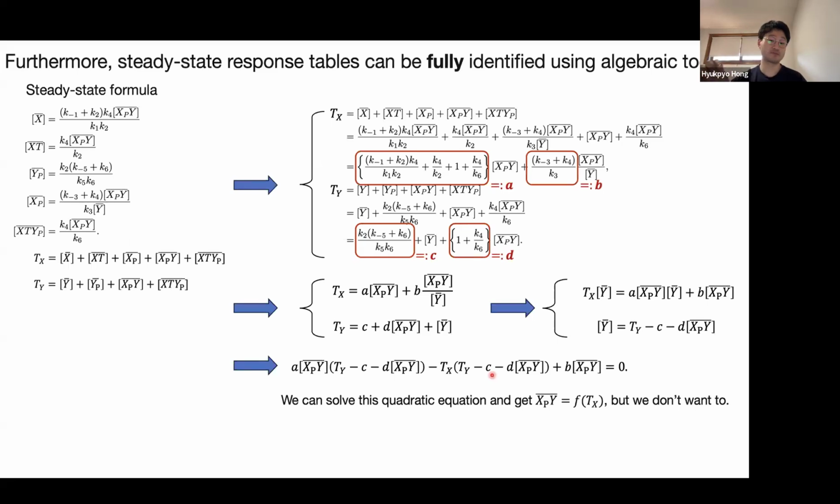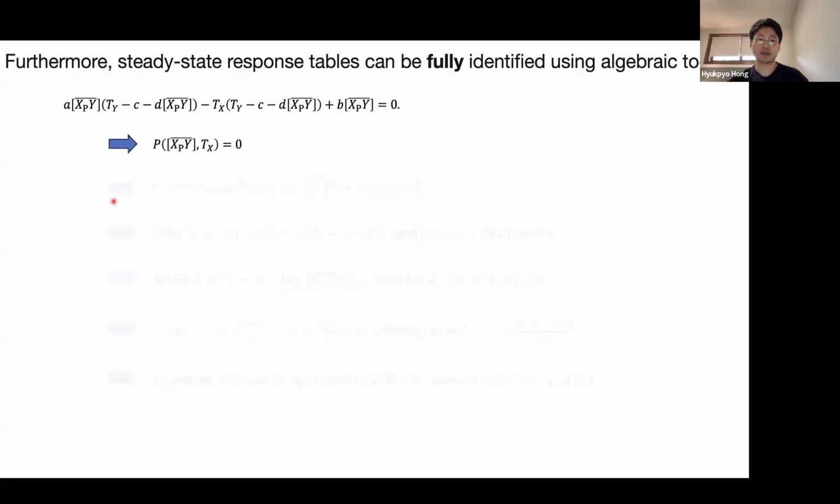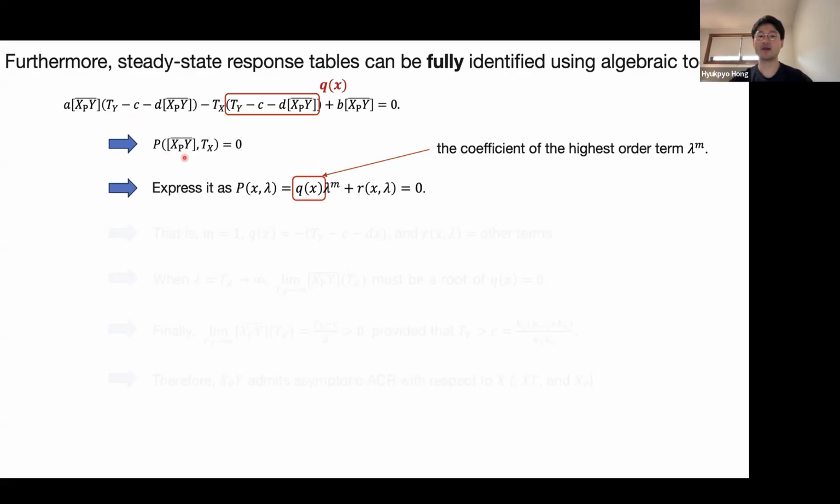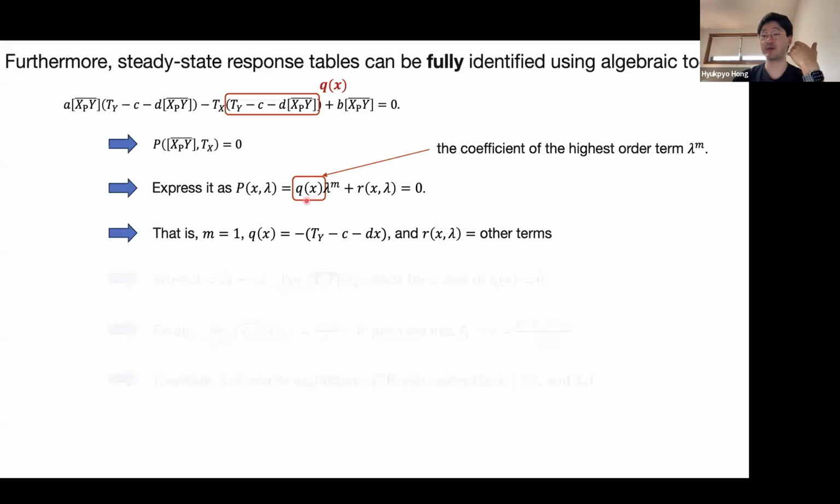So instead of solving this one explicitly, we want to take an indirect way. So we have this implicit function. We define this implicit function as the capital P, and then we deduce the fact that this implicit function has the highest order term of lambda. In this case, lambda is something that we let go to infinity. So t sub x is lambda, and lowercase x is the steady state xpy.